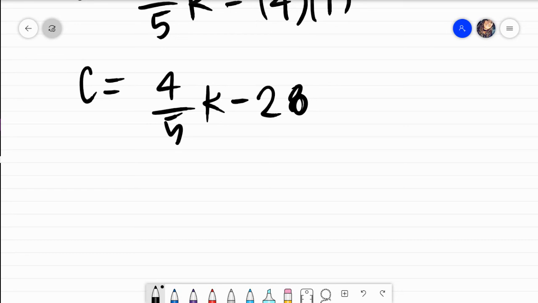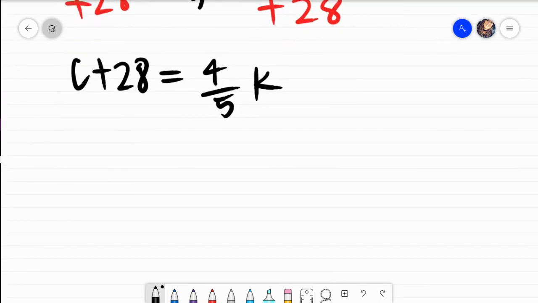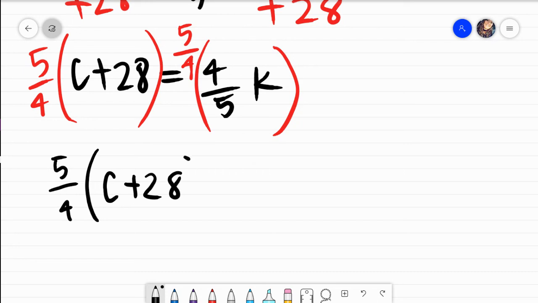So solving for my K, I need to move my 28, which would be a plus 28, plus 28. I get C plus 28 equals 4/5 K. And then last step would be to cancel that fraction. And the way I would do that, technically, is multiply by the reciprocal, which would be 5 over 4, because there is something in the numerator. It's not just a 1. And what you do to one side, you have to do to the other. And so I would get 5 over 4 times C plus 28 equals, 4's canceled, 5 canceled. I'm just left with K.